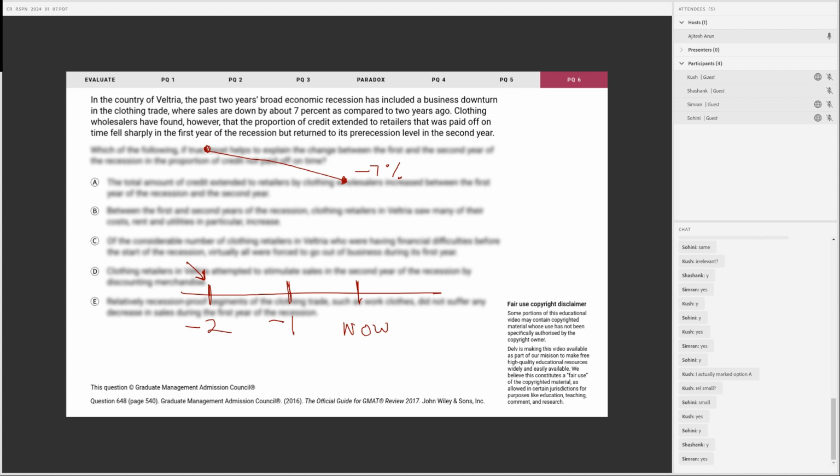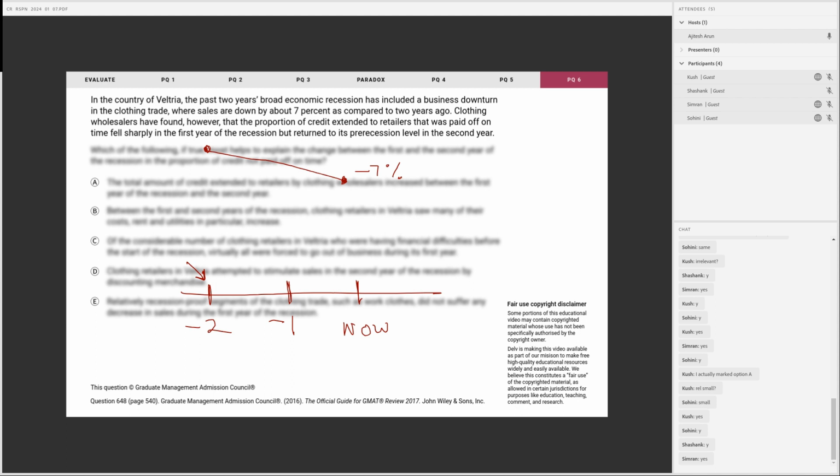Clothing wholesalers have found that the proportion of credit extended to retailers that was paid off on time fell sharply in the first year of the recession, but returned to pre-recession levels in the second year. Now, this is one of the reasons that I like this question. It makes us think about how this sort of stuff works in the real world, credit. But first, let's just quickly put this down. The proportion of credit that was extended to retailers that was paid off on time.